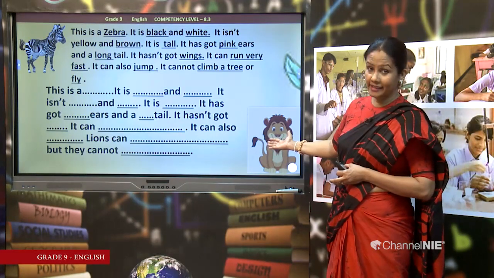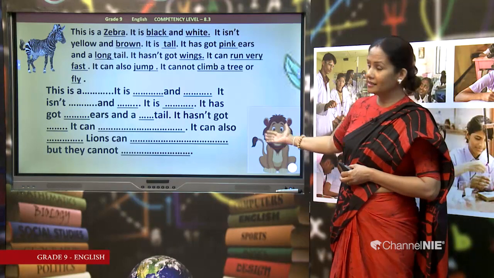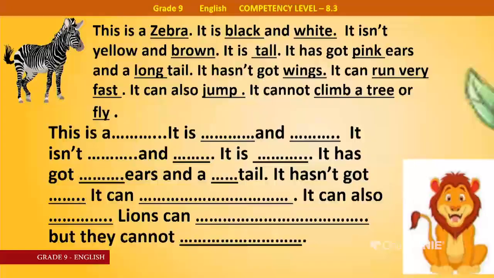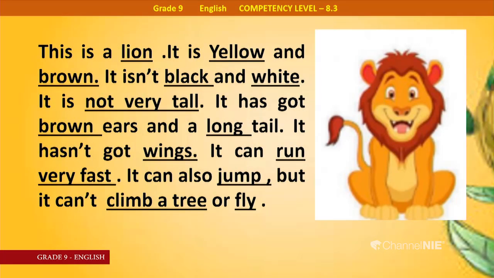Yes, it is a lion. So, shall we try to fill these blanks by looking at the zebra paragraph? I am going to give you a few seconds to do that. Are you ready? Yes, go on. So, this is a lion. Go on. Yes, I am going to help you. Okay. Now, look at the board. Shall I read it for you?